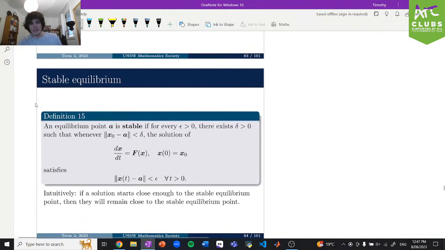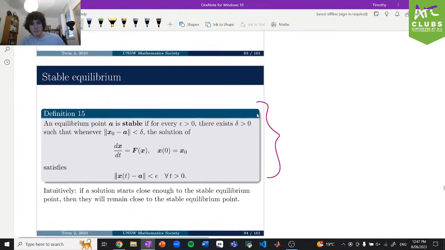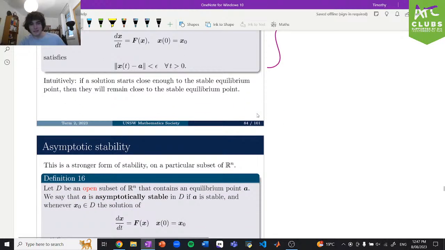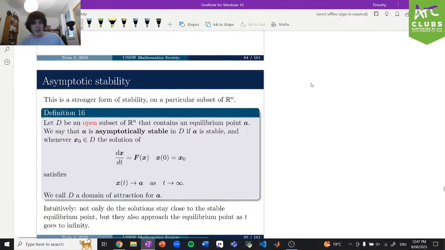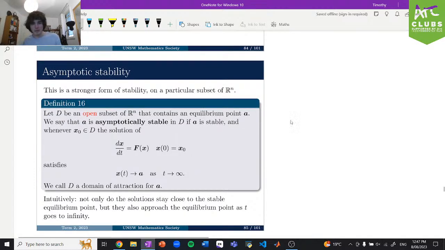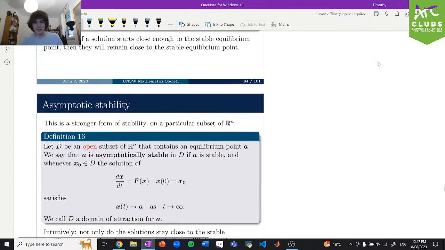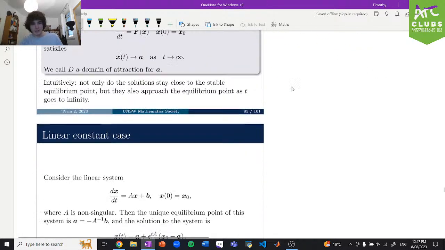We have a nice analysis-style definition for our stable equilibrium, but basically we've got a couple of different kinds of equilibrium. Our stable equilibrium is basically like if we have some point and you start somewhere close enough to that point, eventually you will always converge into that point. That's what a stable equilibrium is. An asymptotic equilibrium is basically as time moves on, we will reach that point.